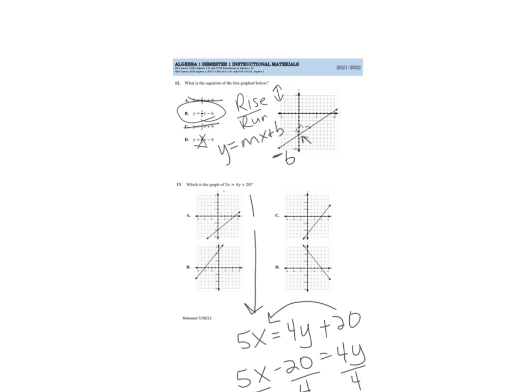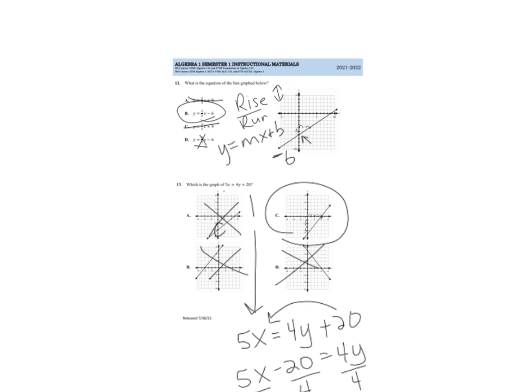That means it's going to cross at the negative 5. It's going to begin at negative 5. Well, if I look, that one begins at negative 4. Nope. That one begins at positive 5. Nope. This one here begins at positive 5. Nope. This is the only one that does. Let's see if its slope is 5 over 4. 1, 2, 3, 4, 5. 1, 2, 3, 4. Oh, look, a pretty point.